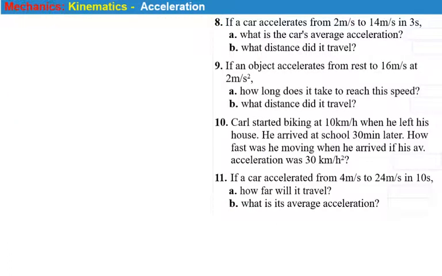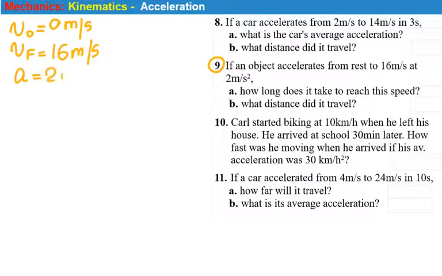So next question is number 9. If an object accelerates from rest, so initial velocity is 0. Again, I'm always going to write down everything that is given, 0. And the final velocity is 16 meters per second, at the acceleration of 2 meters per second squared, how long will it take, and what is the distance that it travels? So you need to know how long it takes to reach this speed, and then what distance did it travel.